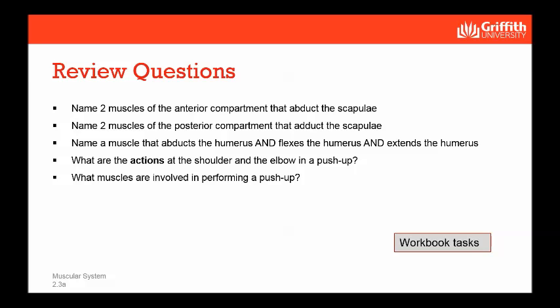Try and answer these review questions now that you have completed Module 2, Topic 2.3, Part A, Muscles of the Upper Limb. Write your answers in your workbooks, and we will discuss these during your tutorial session. This is the end of this mini lecture. Please continue with Part B of Topic 2.3.